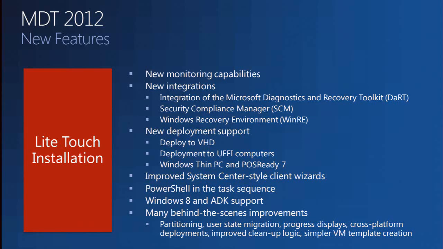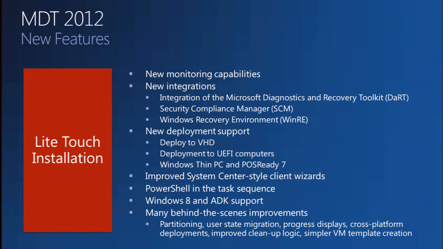We've also added support for deploy to VHD, which needs a little bit of explanation. The basic process that we go through when we're deploying an operating system has been to format and partition the disk and then run setup.exe and tell it to apply the operating system to that disk. Windows 7 added support for booting from a VHD. So we've had to modify the process to be able to run the operating system from a VHD file instead of from the disk directly.